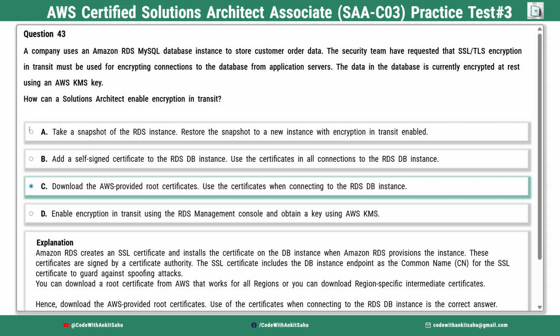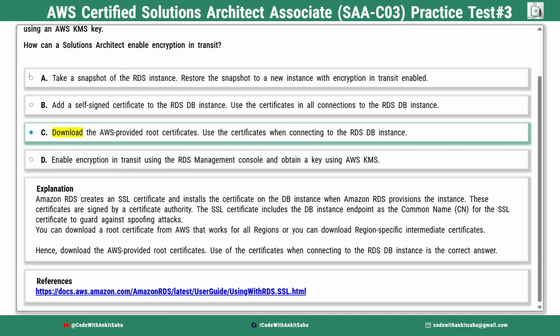Correct answer. Option C. Download the AWS provided root certificates. Use the certificates when connecting to the RDS DB instance. Explanation: Amazon RDS creates an SSL certificate and installs the certificate on the DB instance when Amazon RDS provisions the instance. These certificates are signed by a certificate authority.